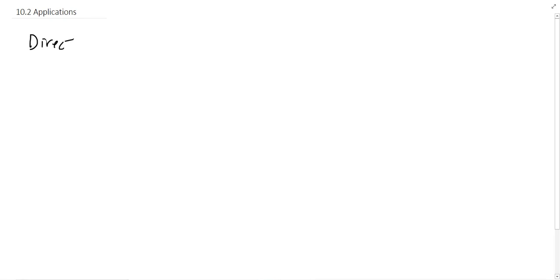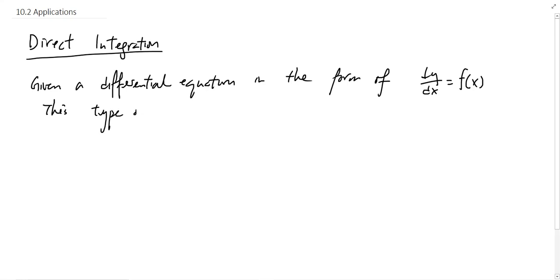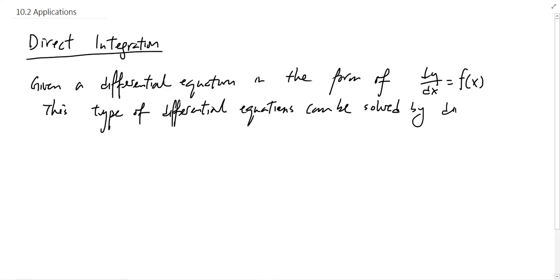The first one is called direct integration. The first type. So direct integration would be a differential equation in this form. Let's say given a differential equation in the form of dy over dx equal to f of x. This type of differential equation can be solved by directly integrating the equation, by what we call direct integration.